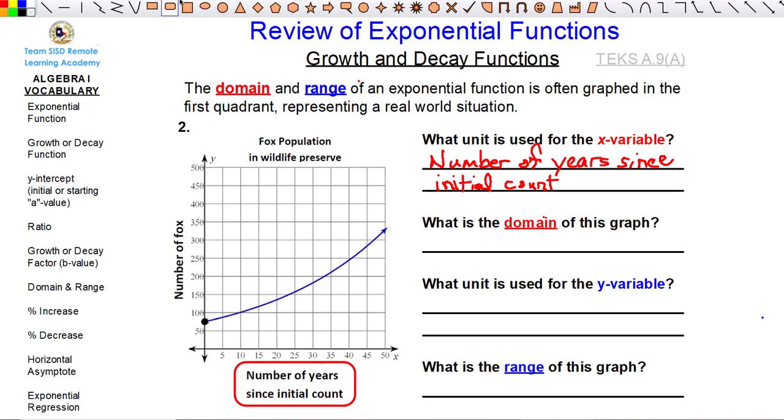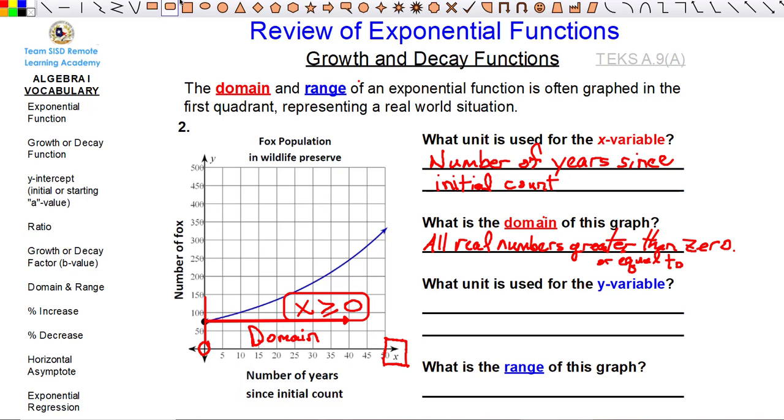What's the domain? How far left does this graph go? It starts at 0, right? 0, 75. Well, the 0 is the x value, so we would say that the domain is all real numbers greater than or equal to 0.